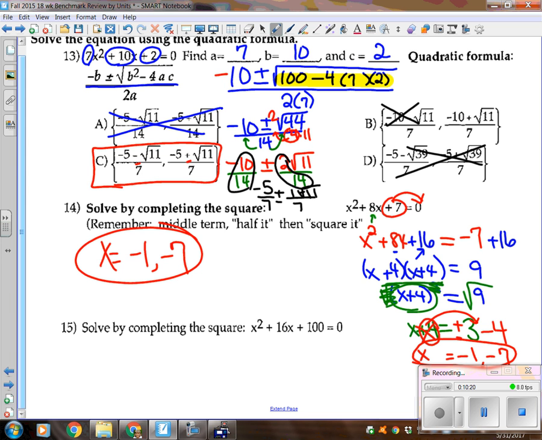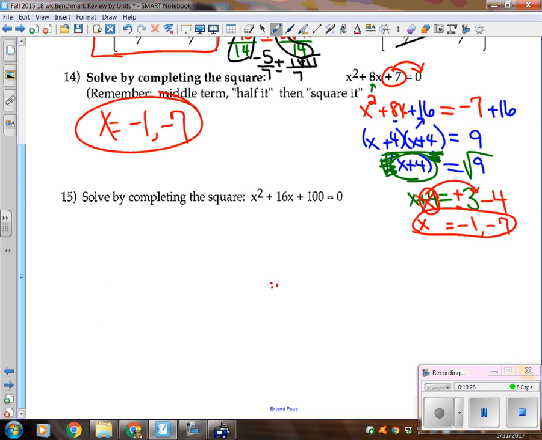All right, number 15, solve by completing the square. So another one, same thing. Let's see if you can remember. If you want to challenge yourself, pause the video. All right, we're going to work together.